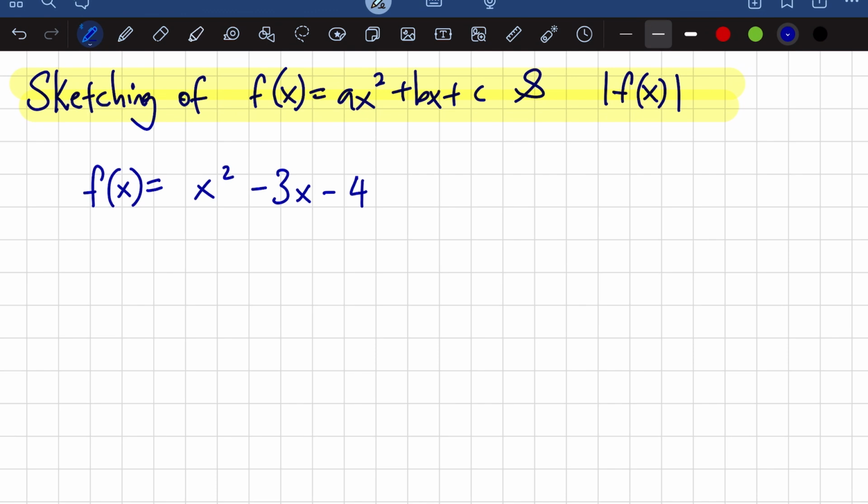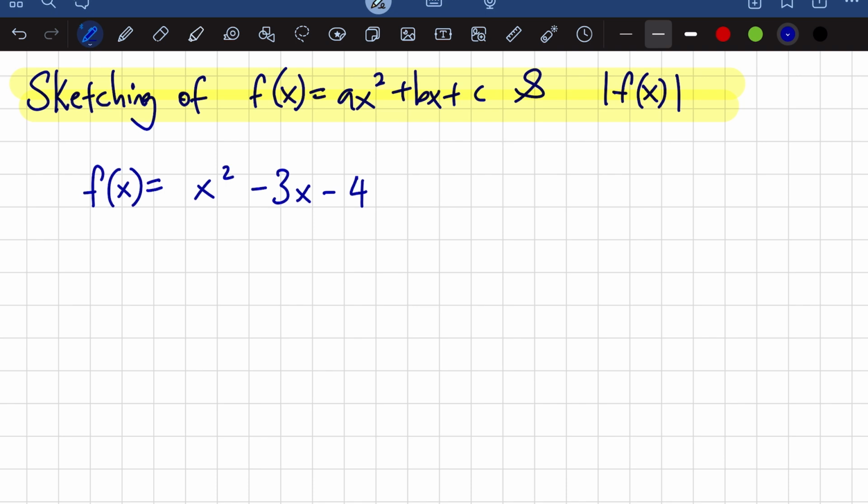Hi everyone. So for today's class, we're going to look at how to sketch a quadratic function as well as its modulus. Now, modulus is basically the two vertical lines that contain the f(x). So we call it the modulus, or sometimes the absolute value. Now, don't worry about what it means. We will definitely go through that later in this video.